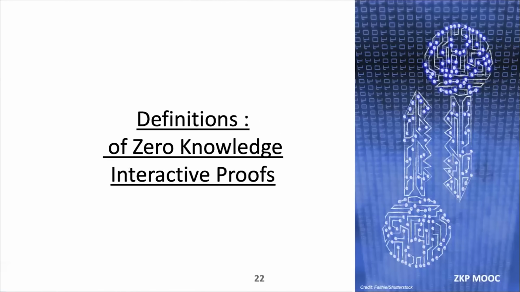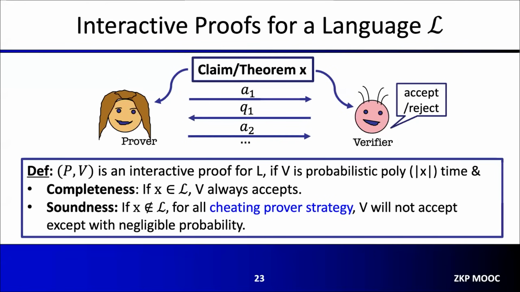Let's define this precisely. So we have P and V, and they are an interactive proof for a language, for a set of statements. Again, V is polynomial time, but this time probabilistic polynomial time, and there's completeness and soundness. If the claim is true, or X is a member of the language, the verifier will always accept. And soundness now has been modified. If X is not a member of the language, then for all cheating prover strategies, no matter how hard they worked, the verifier will not accept except with negligible probability, like 1 in 2 to the 100, or 1 in 2 to the k, 1 in 2 to the length of x.